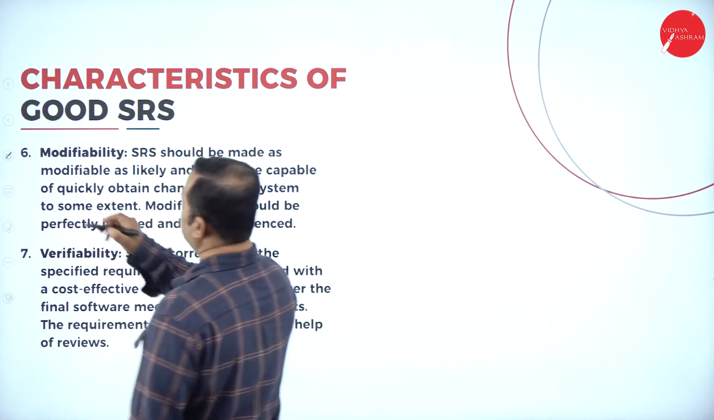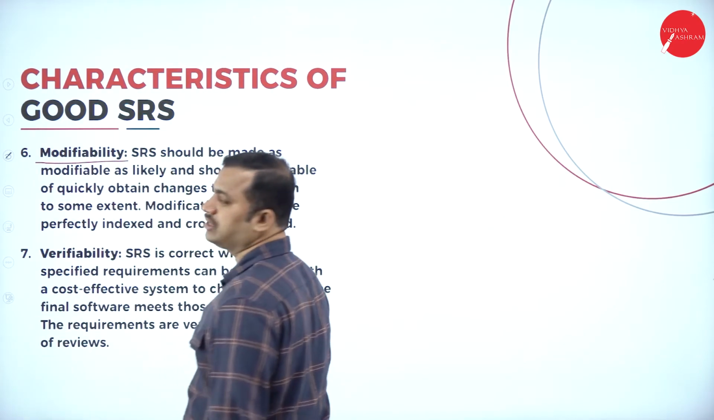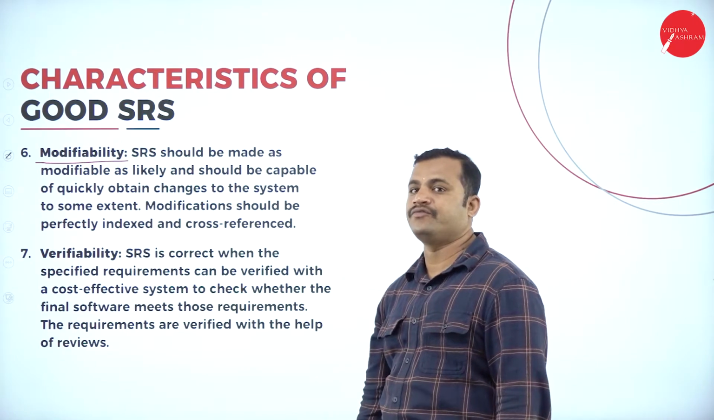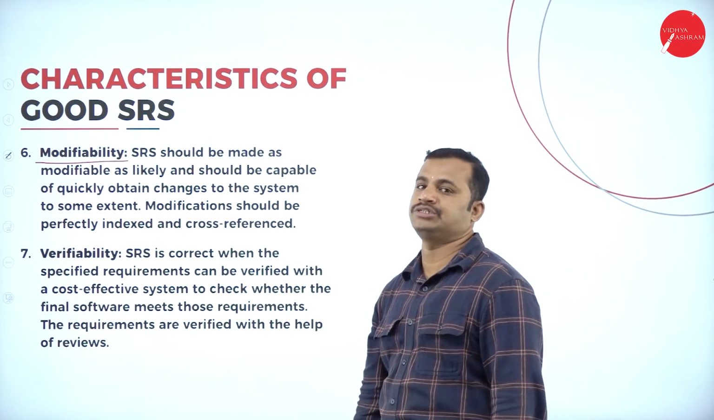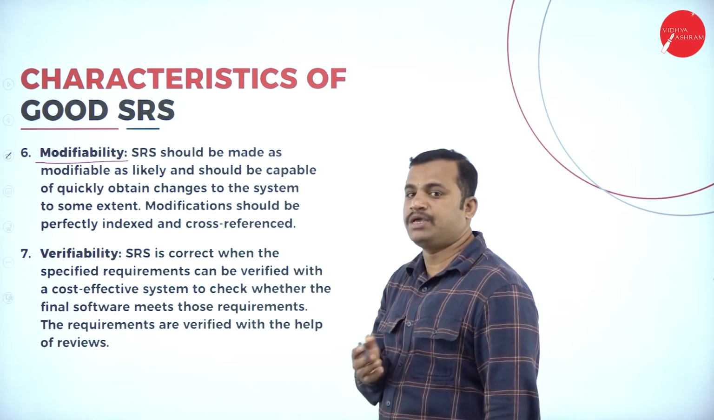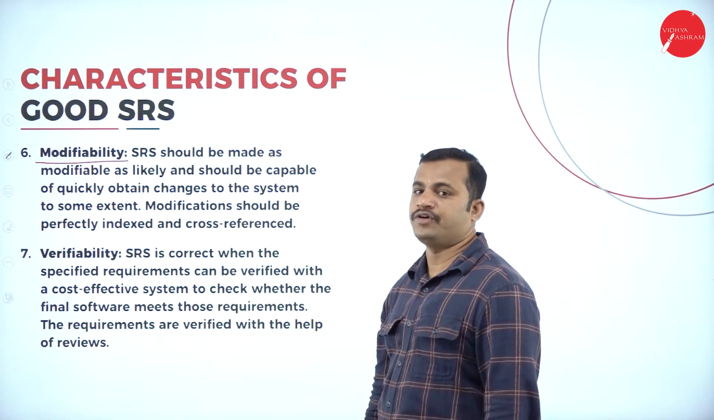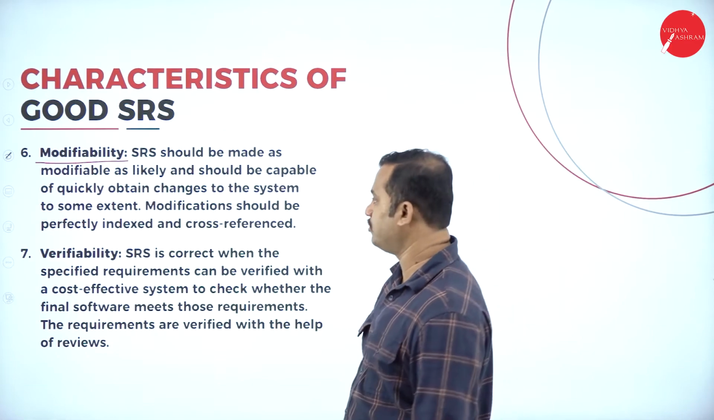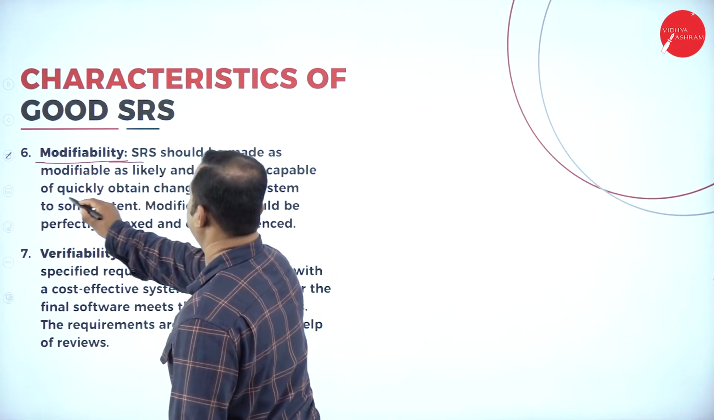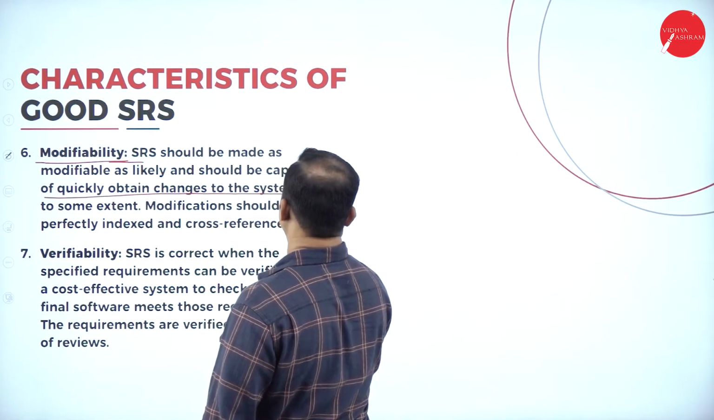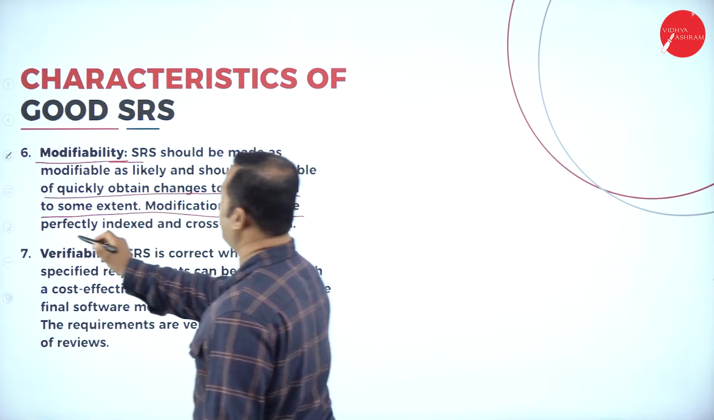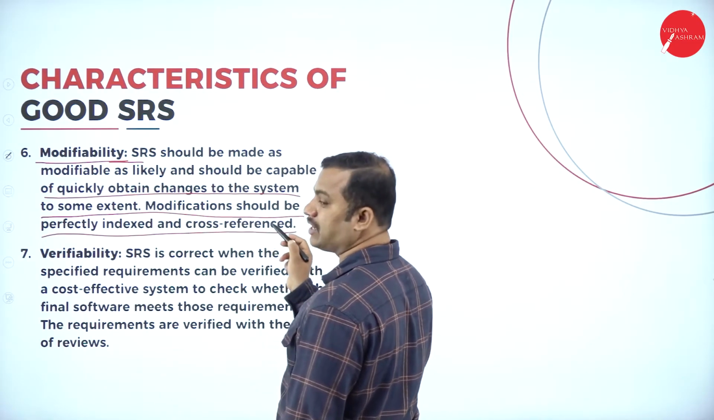Which is the next important characteristic? Modifiable. Suppose at some later point of time, the client wants to incorporate a few changes into the existing system. Then there must be a provision to make the modifications in the SRS document. That is called modifiability. That is, quickly obtaining the changes to the system to some extent. Modifications should be perfectly indexed and cross-referenced.